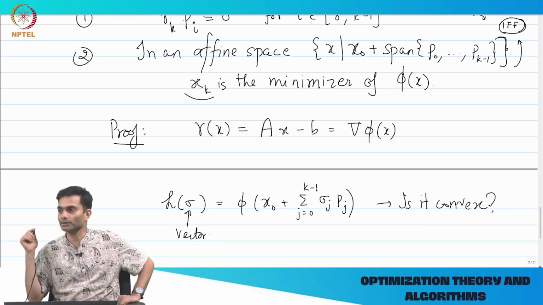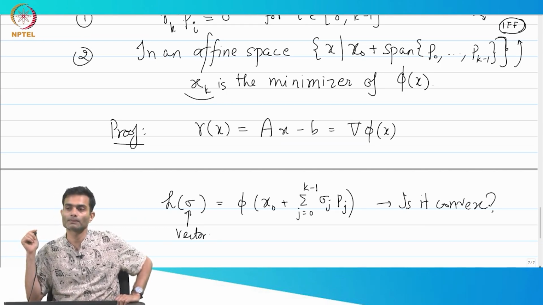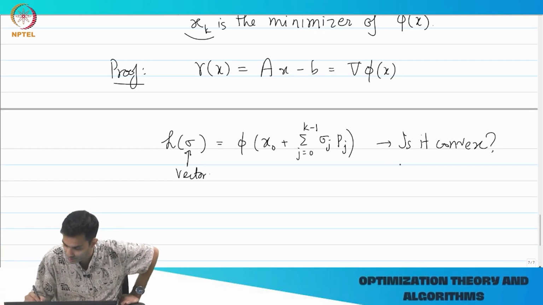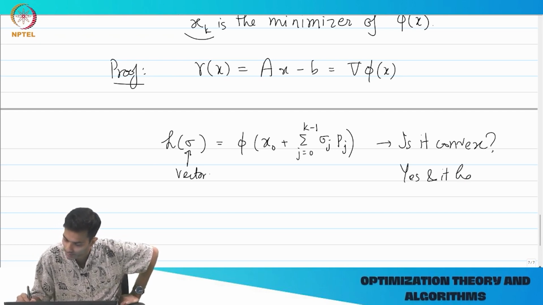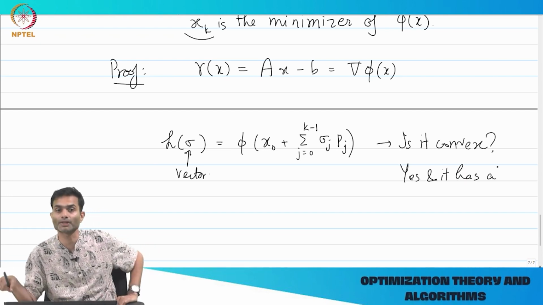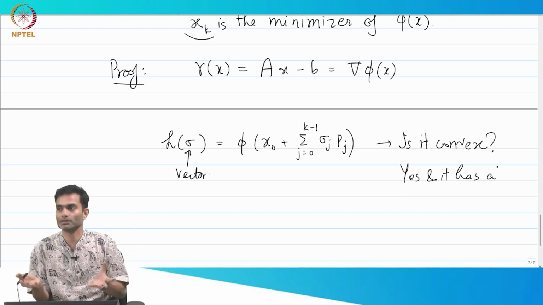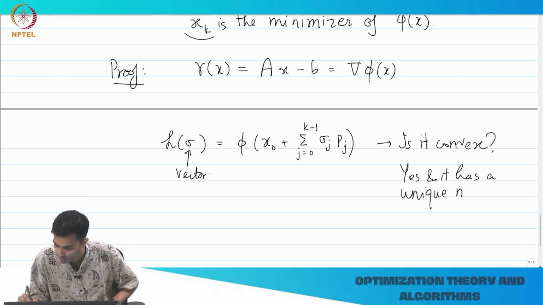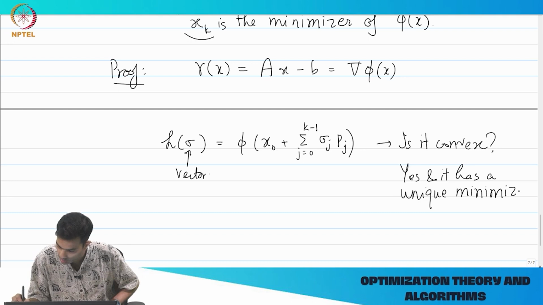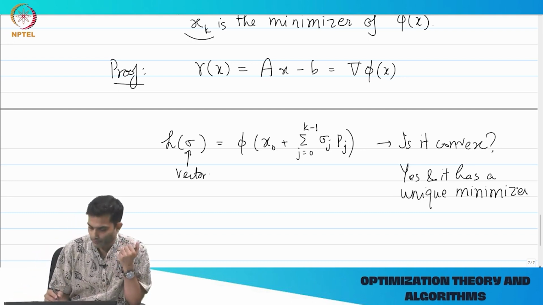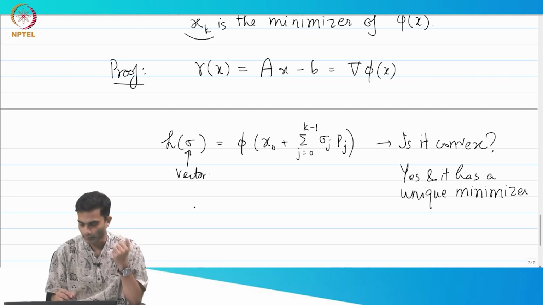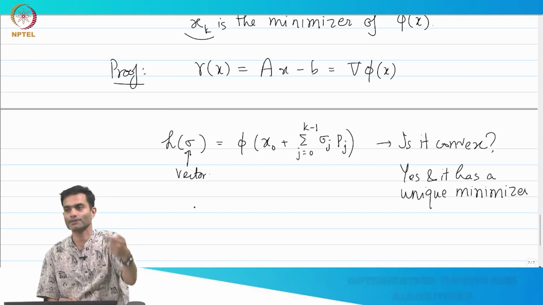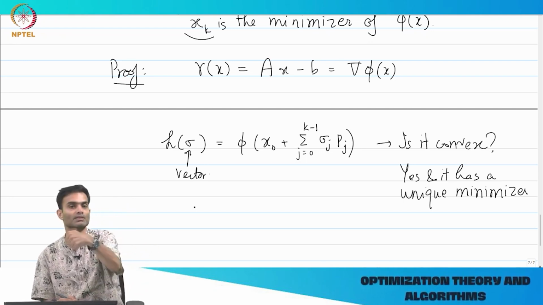If it is a convex function, does it have a minimizer? It has a minimizer, we have seen that. So the answer is yes, and is the minimizer unique? Right. So, if it has a unique minimizer, that means the rate of change of this function with respect to each of the sigmas, what can we say?